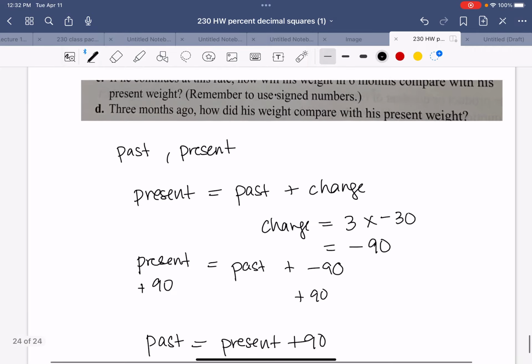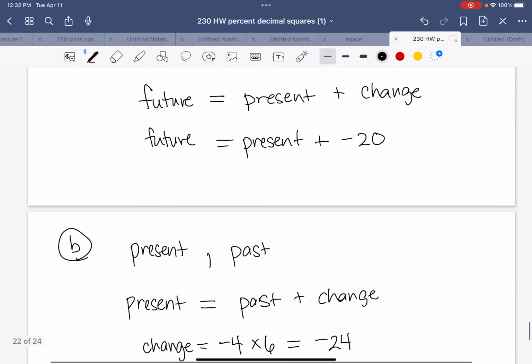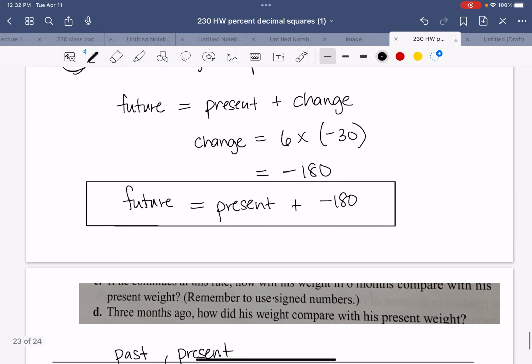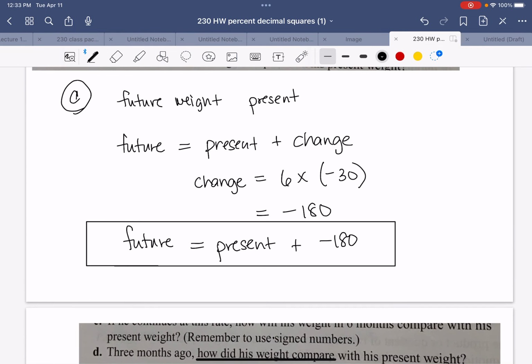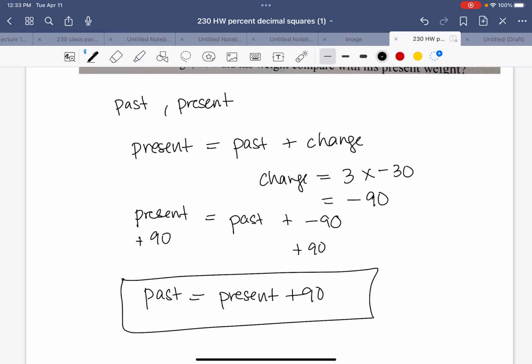Okay, and if you want to change these into words instead of equations, up here you would say, oh, his future is 20 less. Here you would say his past is 24 more. In C, you would say his future is 180 less. And then in part D, you would say 90 more. Sorry about that. So hopefully that gets you started a little bit with those on that problem.